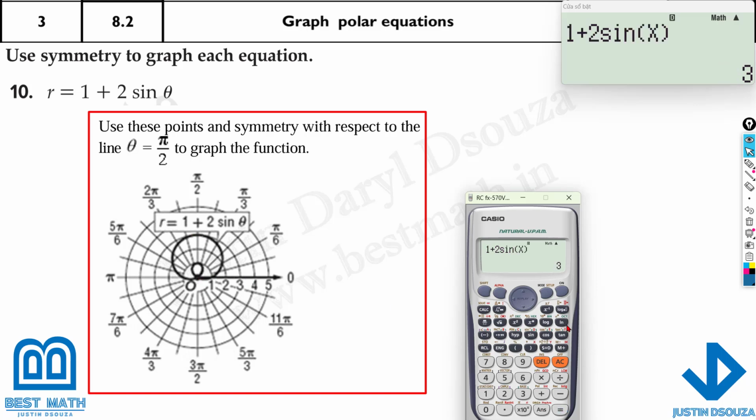90 degrees is 3. Yes, that's correct. And what about 0? It's 1. Yes, that's correct. And so on. You can just figure out a few more.